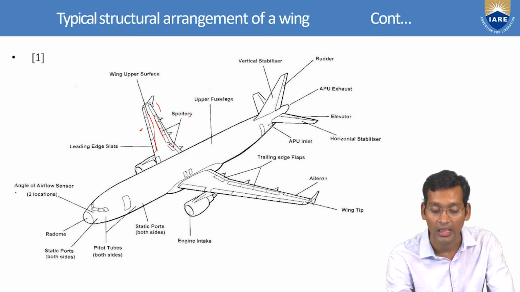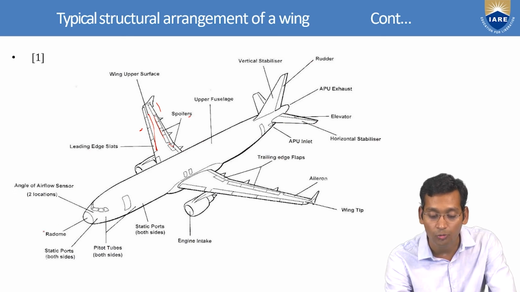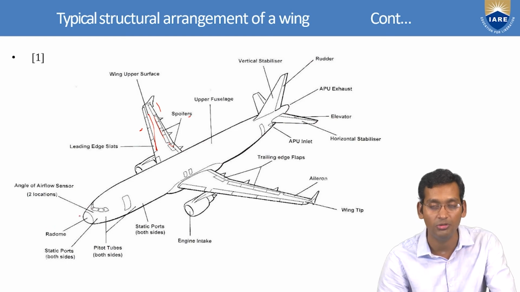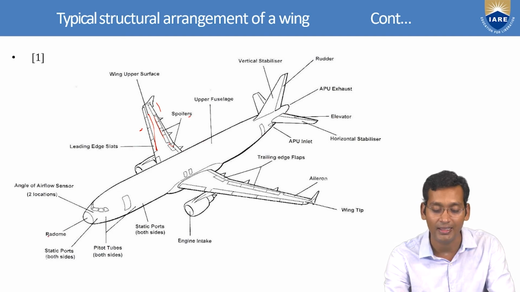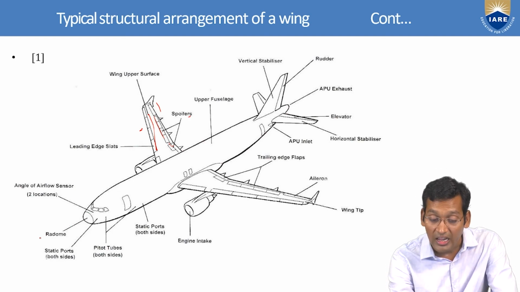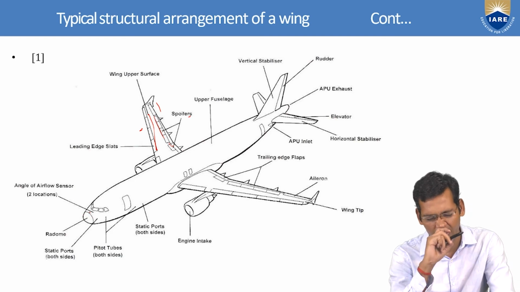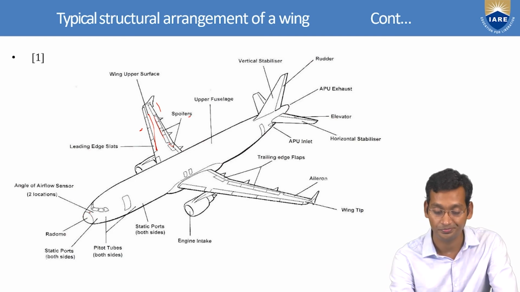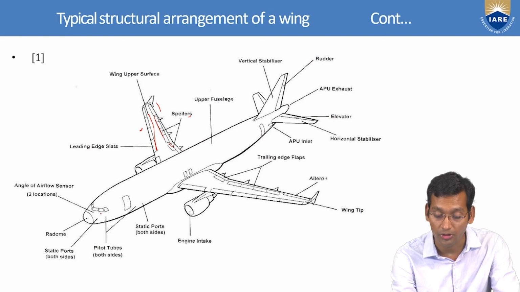Now come to this one, the angle of air flow sensor. So at what angle the air is flowing or coming, they are sensing here, means at what angle the air will hit the aircraft. A radome, that is the front part of the aircraft. A static port, on both sides, that one is not moving, it is just there.